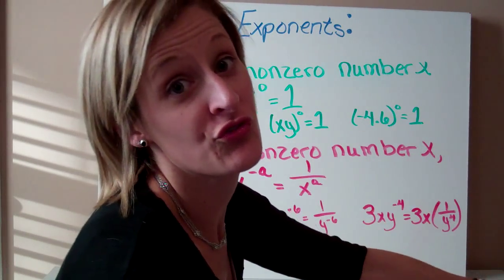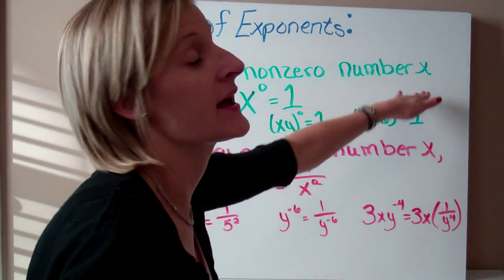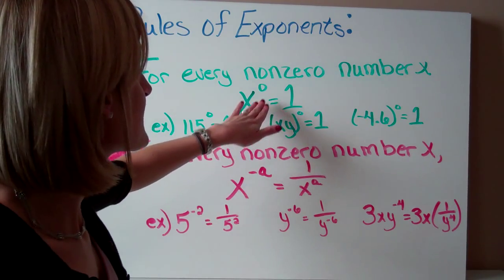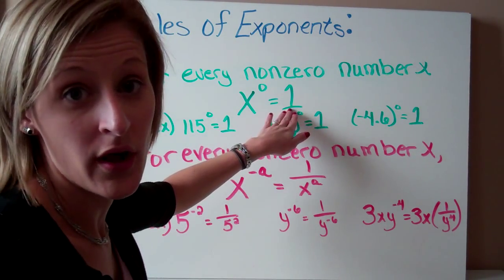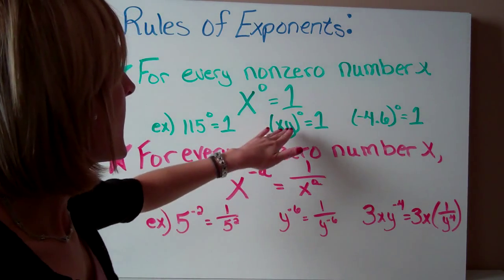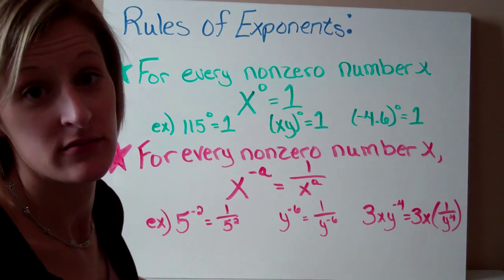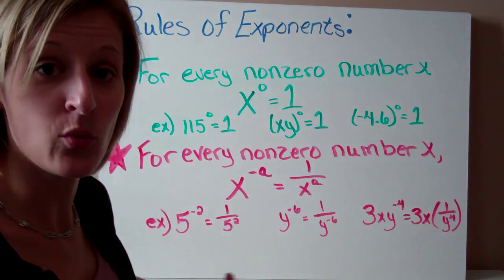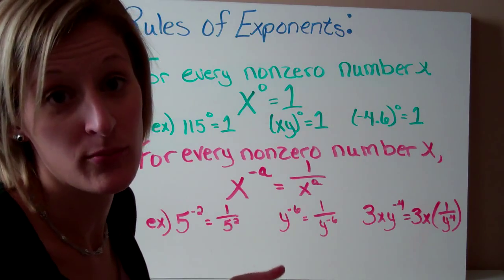Alright, let's look at some rules for our exponents. The first one is for every non-zero number x, basically every number except for 0. If I have x to the 0 power, no matter what my base is, it's always going to equal 1. So 115 to the 0 power is 1. x times y, all of that to the 0 power, and those are variables, it's still 1. Negative 4.6 to the 0 power is still 1. So no matter what you have as your base, if your power is 0, your simplified form is 1.